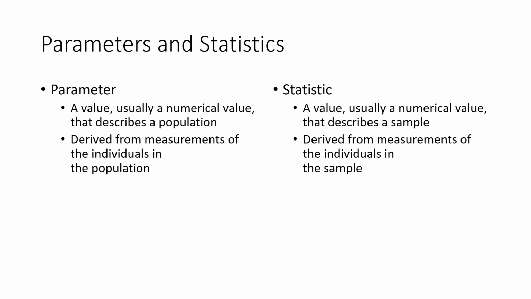But the goal of a statistic is to draw a conclusion about a parameter. So we don't usually know the parameter. Usually, it's too difficult to measure everybody in the population, so we don't know the parameter. But we do know statistics because we measure the individuals in our sample, and we're trying to guess what the parameter might be based on the statistics of our sample. So statistics are what we do know. Parameters are usually estimated or guessed at based on the statistics.